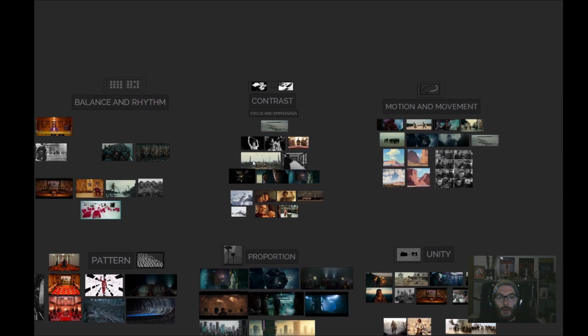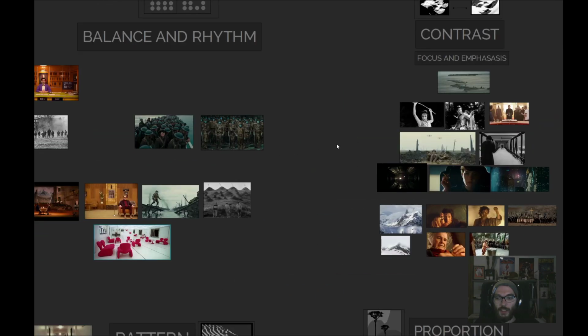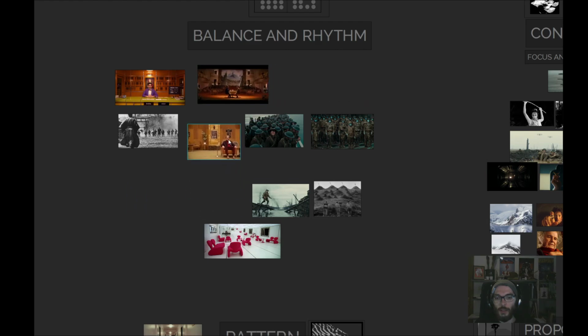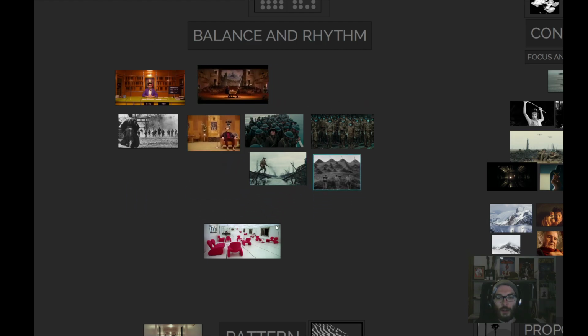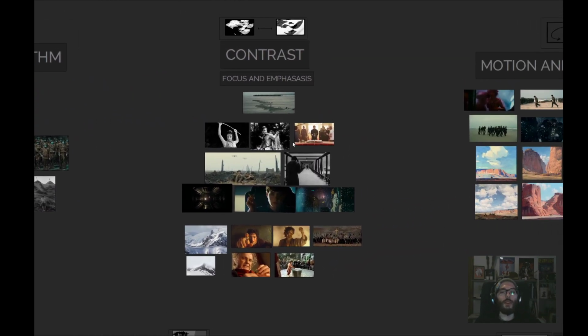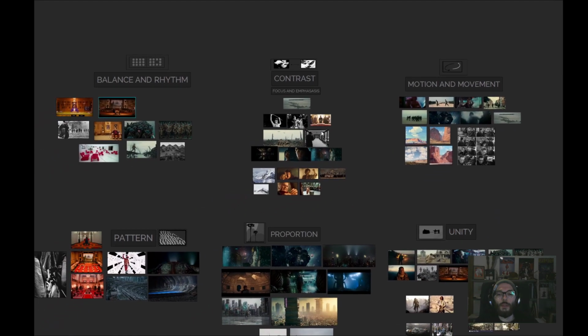Let's move to contrasts, where examples are as good as the previous ones. I really enjoyed gathering this mood board here. Those are all frames from movies that I really find compelling and interesting to look at. After all, composition is suggesting visual interest in your painting, and contrast and all those elements we have here.